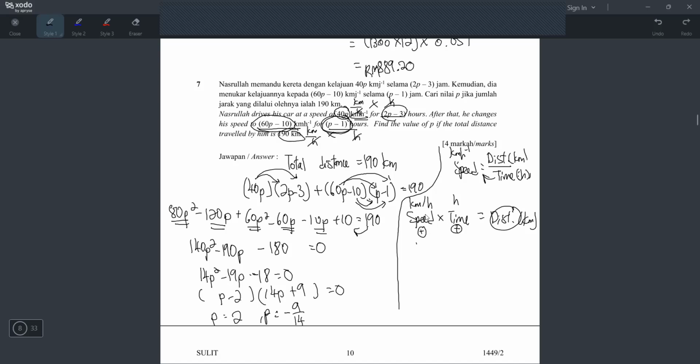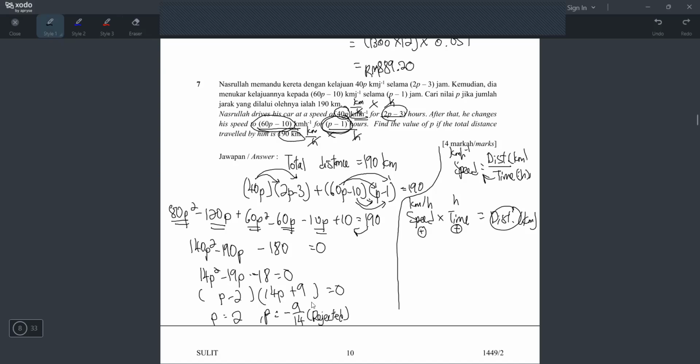Tak ada time negatif pun. Speed pun tak ada negatif. If you look at your car, your kereta punya meter, mana ada dia punya speed sampai negatif. Dia zero saja kan, right? You paling lambat pun you stop, right? Takkanlah you stop and then lagi lambat daripada stop, not possible. So speed dengan time tak ada negative, so we have to reject this answer.